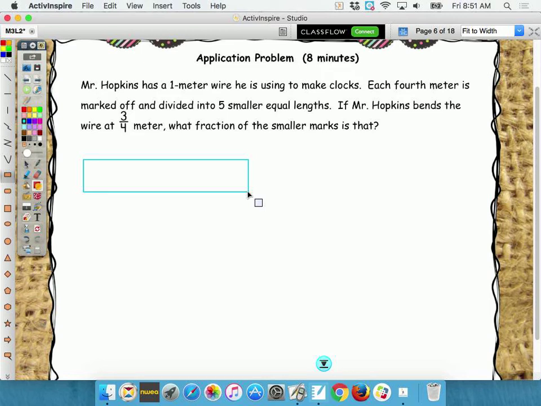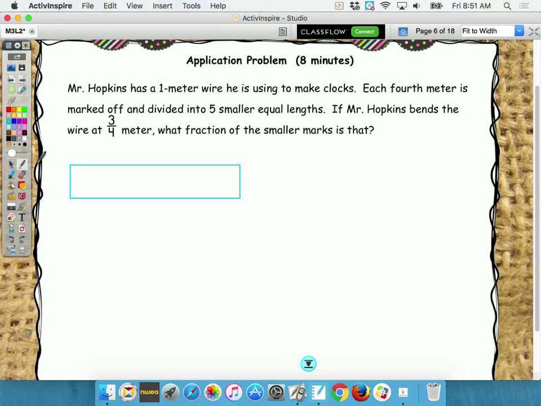Each fourth meter, so that tells us right there, it's divided into 4 equal parts. How do I know that? Right, there's my denominator. So that tells me that I've got 4 equal pieces in this wire. And what's the total length of the wire? 1 meter, okay? All right, so get that on there. Make your tape diagram pretty long because you're going to need the room, okay?